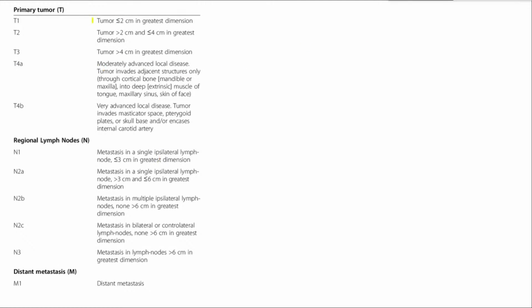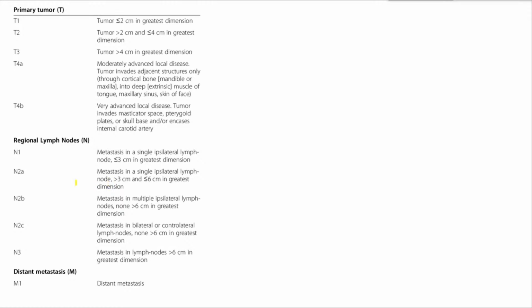First we'll go ahead with a recap of the TNM staging. I think you have all done enough revision of TNM staging, so I'll just give the salient points that will lead to the answer. T1 is less than 2 centimeters, T2 is 2 to 4, T3 is more than 4. T4A and 4B are moderately advanced and very advanced local invasion of the tissues. Regional lymph nodes: N1 is single ipsilateral. N2 is divided again into 2A, 2B and 2C.